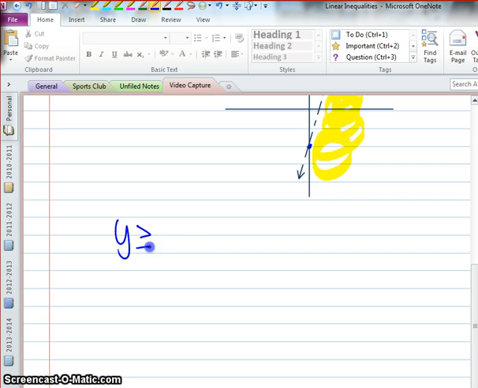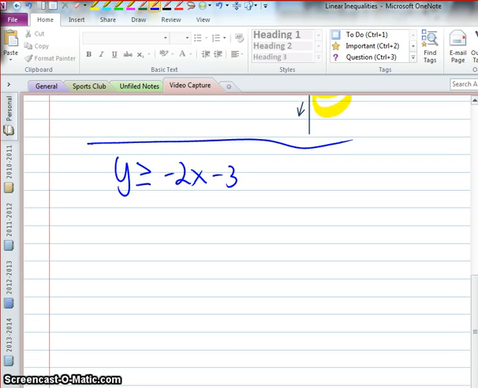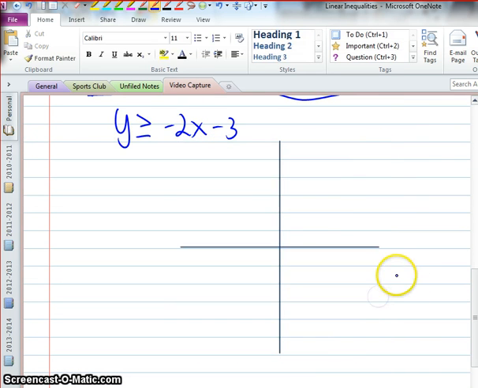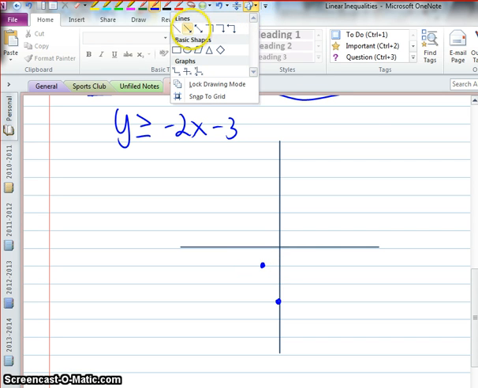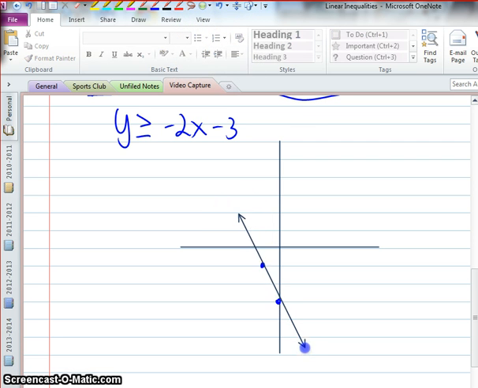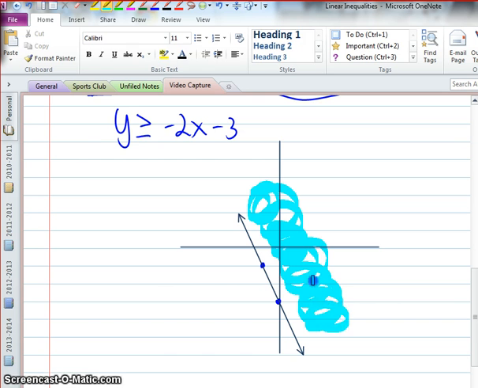Now, y is greater than or equal to -2x minus 3. Same deal. Grab a Cartesian coordinate plane. Go to -3 for your y-intercept. And now I'm going to go up 2 and 1 to the left because slope is negative. Get my line. And then ask yourself, is this line going to be solid or dotted? The inequality symbol tells you that it'll be solid. And y is greater than or equal to. Well, greater than means shade above. So we're going to shade over here. That's it. That's the whole concept.